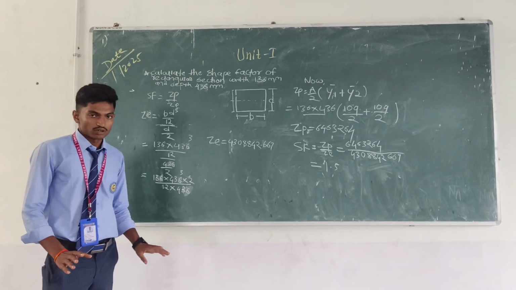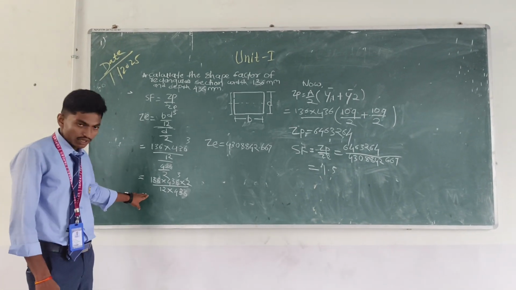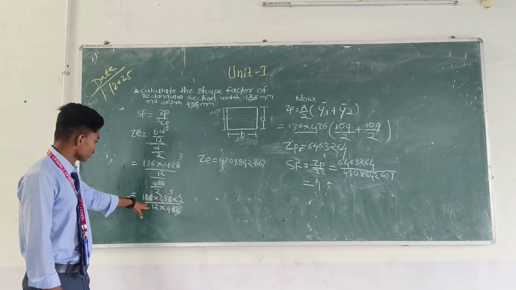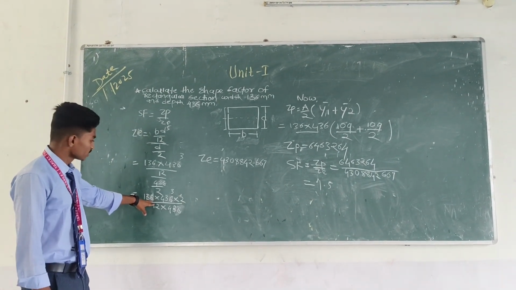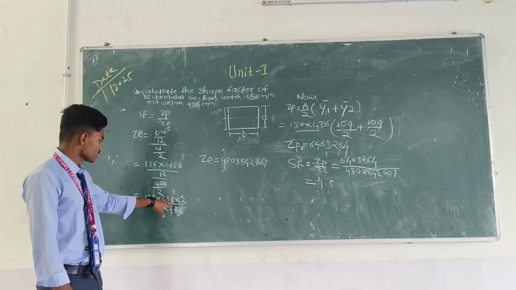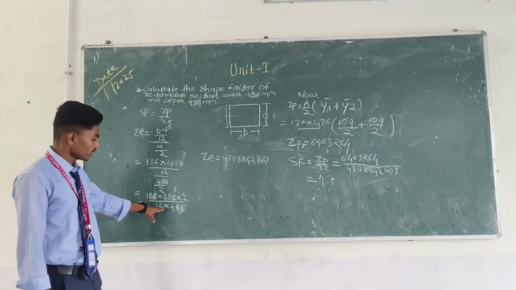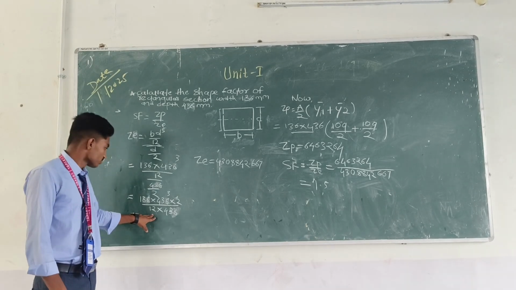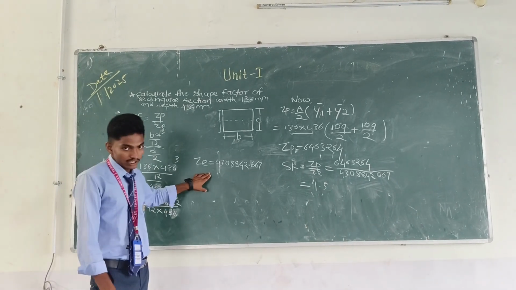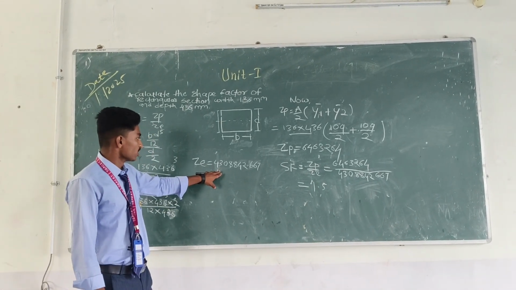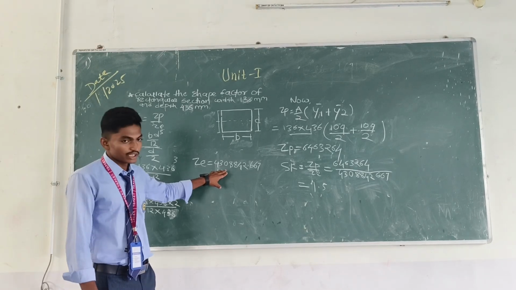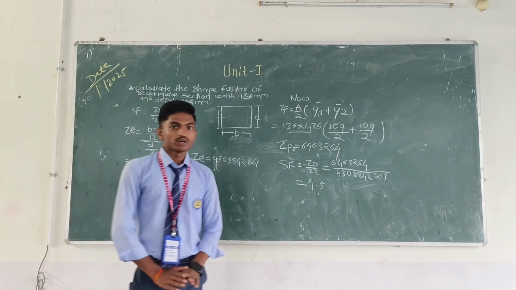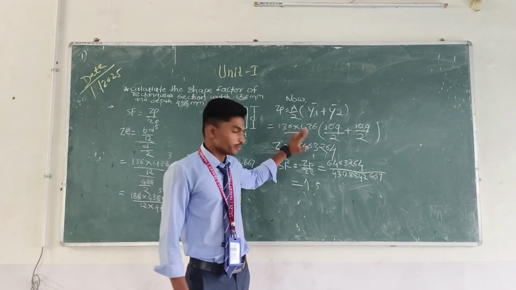So we will put the values in the calculator. We will get this value, that is 136 into 436 into 2 upon 12 into 436. We will put this value in the calculator. We will get Zd. That is, our Zd is 4308842.667.